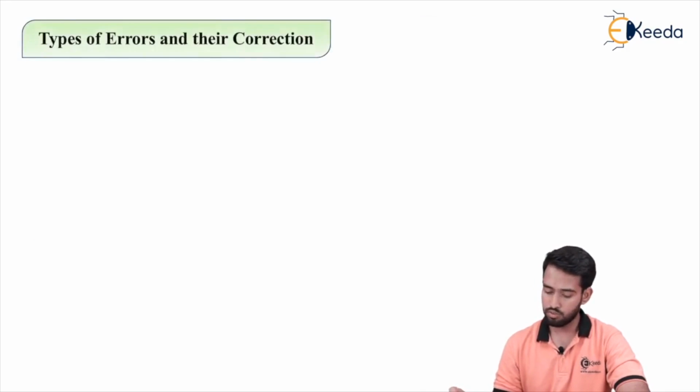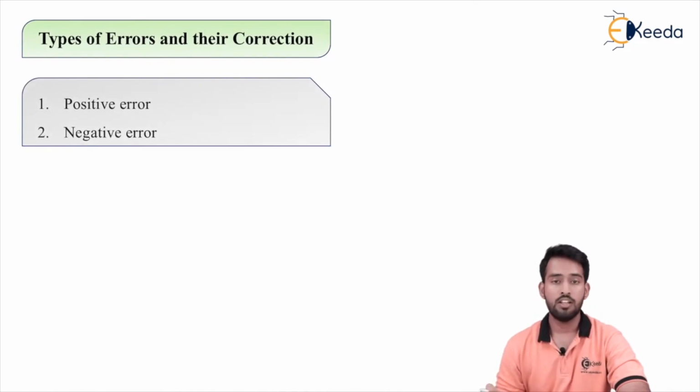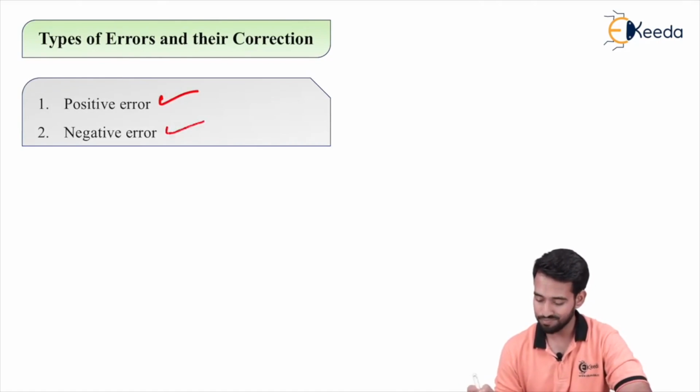Now moving on to the further part, which is types of error. Now these are the sources of error. Now what are the types of error and their correction? I will correct them. So basically there are two main types of error as compared to linear measurements, which are positive error and negative error. Now what is positive error?